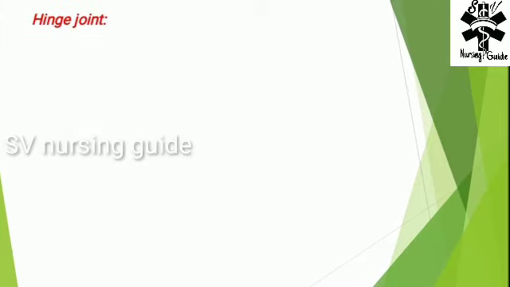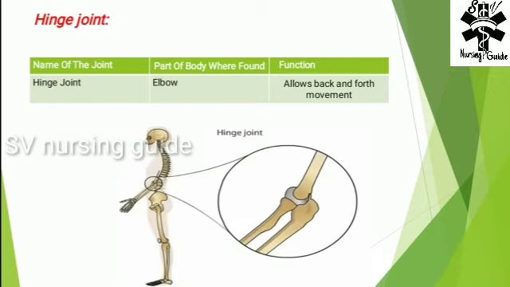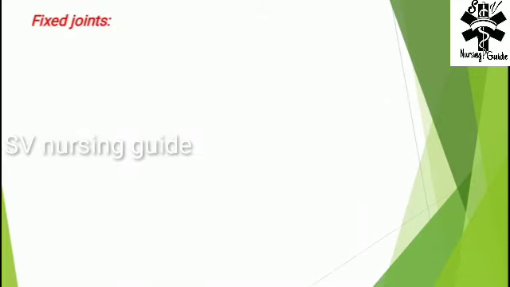Next, hinge joint, which is present in the elbow. It allows back and forth movements. You see in this picture, with the help of the elbow we can move our hand front and back with the help of hinge joints.